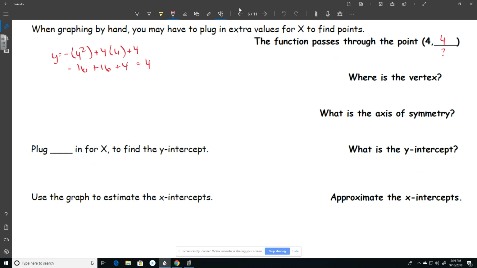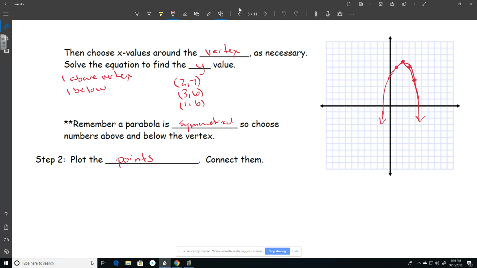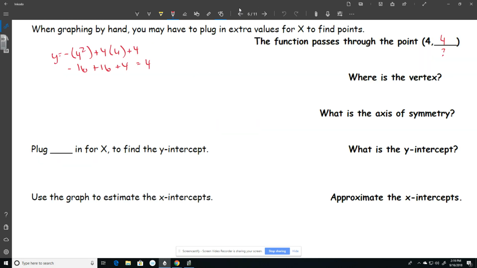It also wants to know where is the vertex. The nice thing is we already found the vertex when we plotted the graph. We found that the vertex is 2, 7. So to answer that question, I just plug in 2, 7. I already found it.